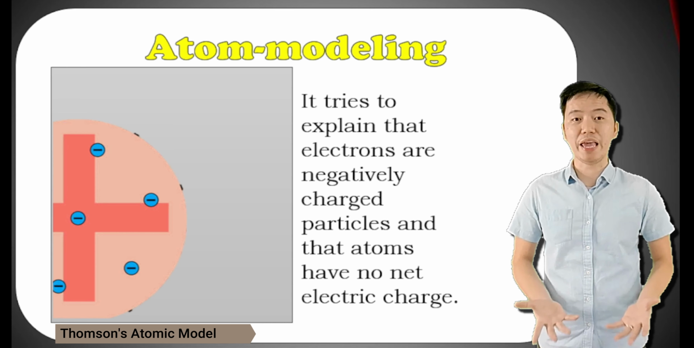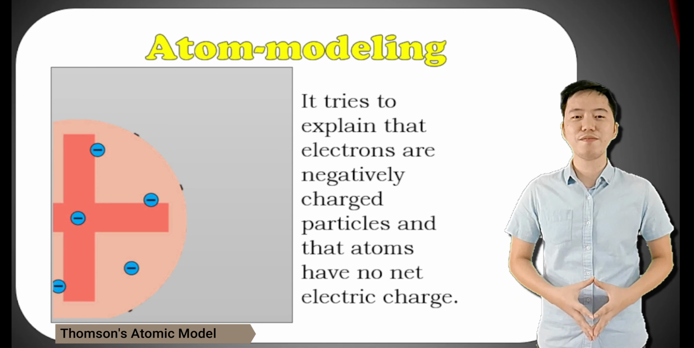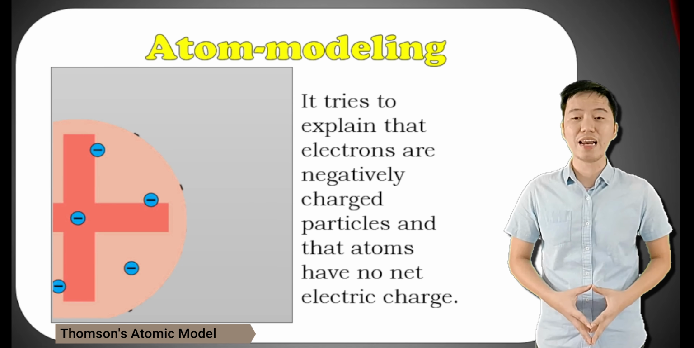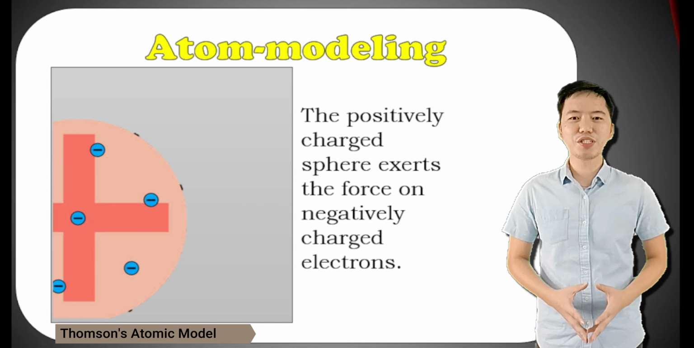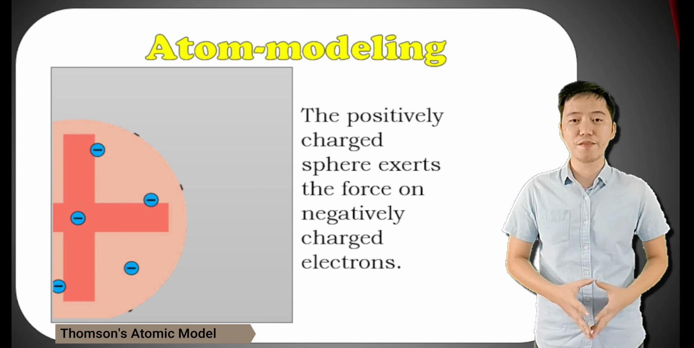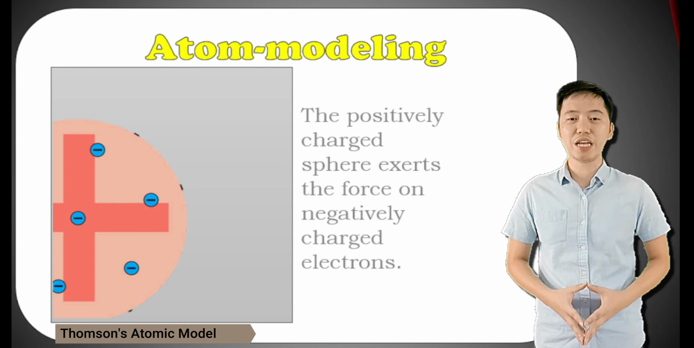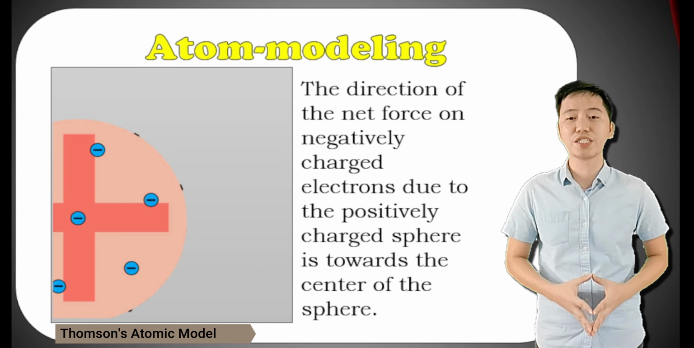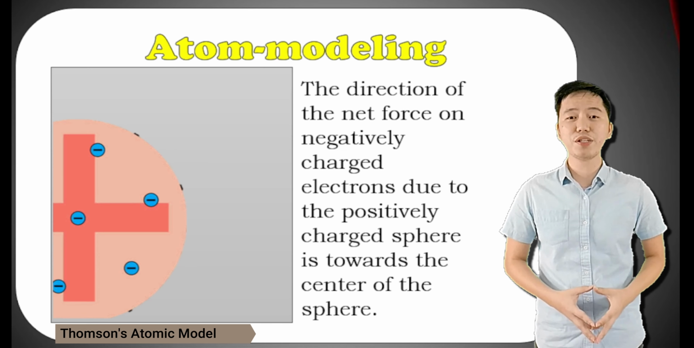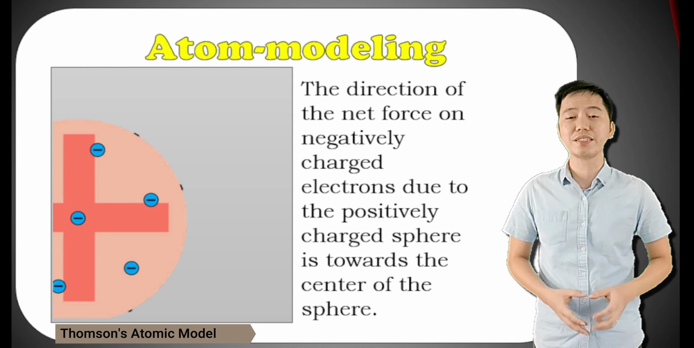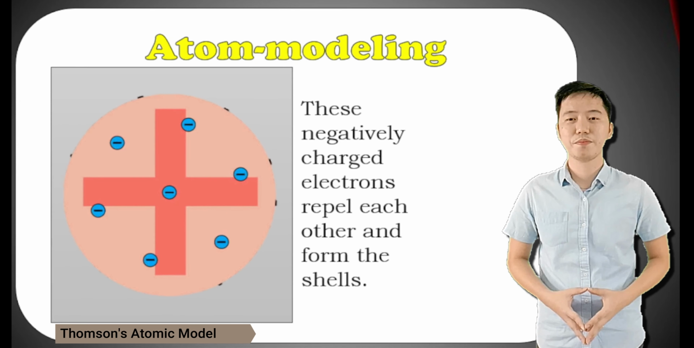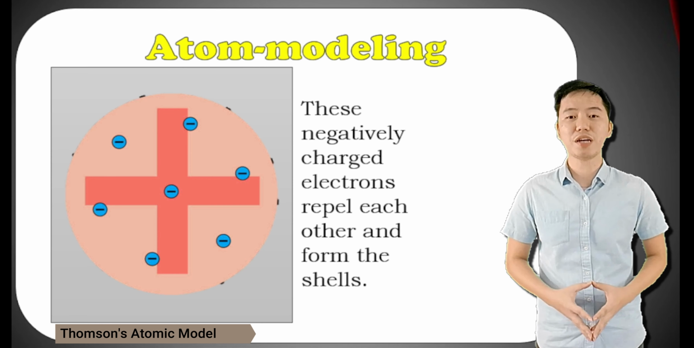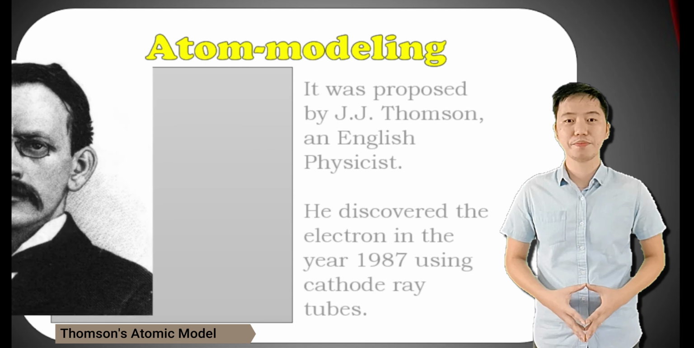It tries to explain that electrons are negatively charged particles and that atoms have no net electric charge. The positively charged sphere exerts a force on the negatively charged electrons. The direction of the net force on the negatively charged electrons due to the positively charged sphere is towards the center of the sphere. These negatively charged electrons repel each other and form the shell.